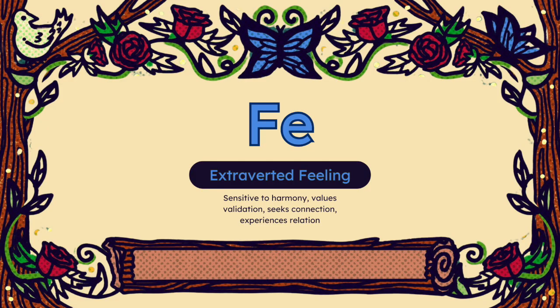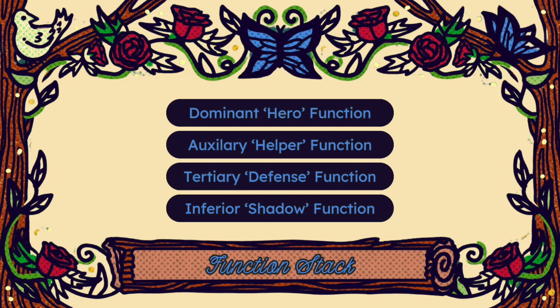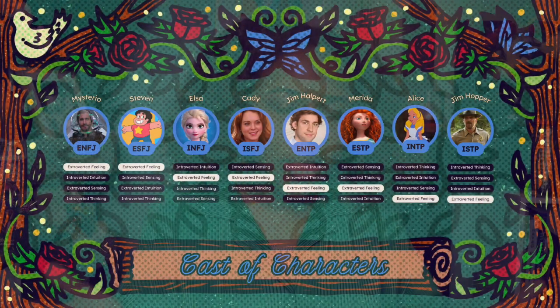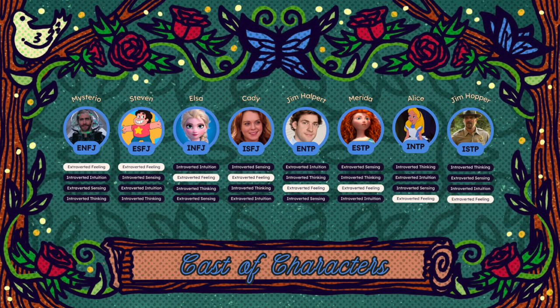For example, combining the attitude of extroversion with the function of feeling gives rise to the specific function of extroverted feeling, which can manifest as a dominant, auxiliary, tertiary, or inferior function within an individual. Depending on the presence of this function and its placement in your function stack, determines what Myers Briggs type you are. For example, all of these Myers Briggs types and characters shown here use the function of extroverted feeling in varying levels of dominance.